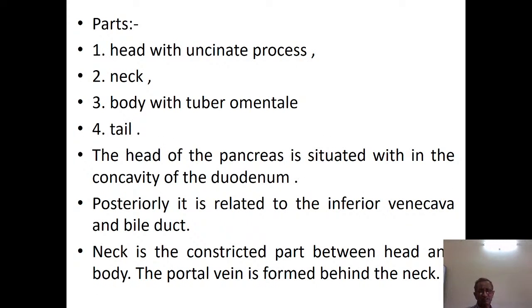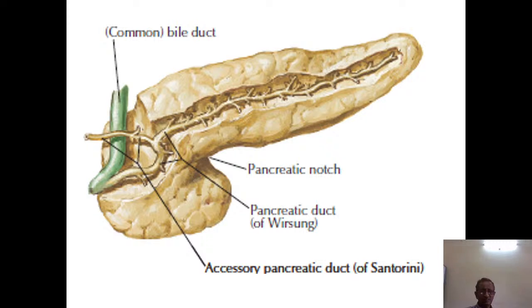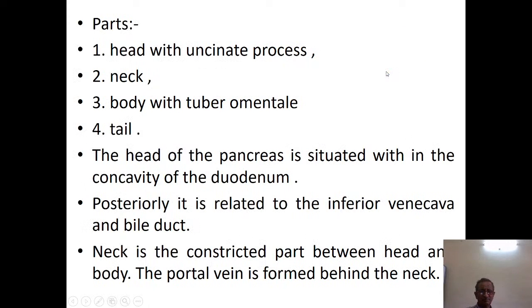Now the parts of this pancreas: it has a head with the uncinate process, neck, body with the tuber omentale, and tail. So this is the head with the uncinate process, the body with the tuber omentale, and then the tail. The head of the pancreas is situated within the concavity of the duodenum. Posteriorly, it is related to the inferior vena cava and bile duct.